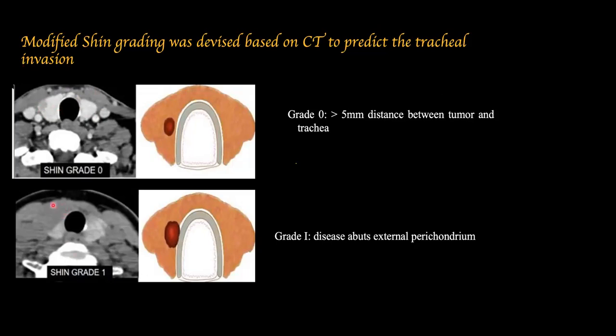So over here, you see this is the nodule. Can you appreciate that bright thing? You can see it fully over here in the left lobe of thyroid. But half of it is obscured. So this entire thing is the nodule. And you can see it is abutting the external perichondrium of the trachea. So this is a modified Shin grade 1.